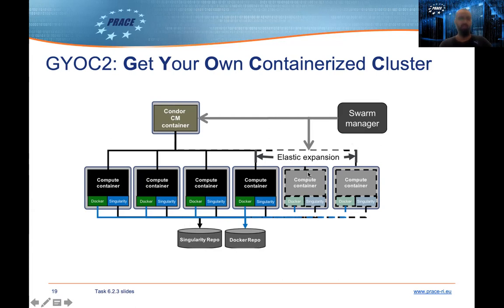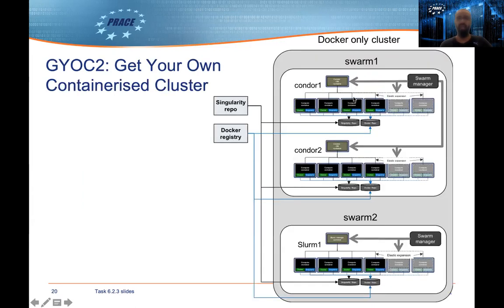What is nice about this is that using the Swarm commands, you can extend or shrink the number of compute nodes. And you can have several HTCondor clusters in the same swarm, and several swarms, and all of them are connected to the same repository for Singularity containers or Docker containers to get them to run in your clusters as jobs.